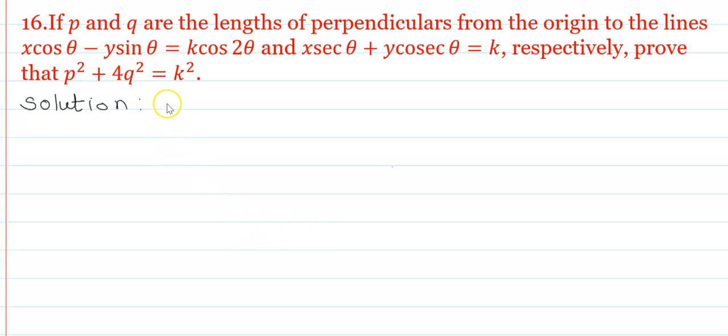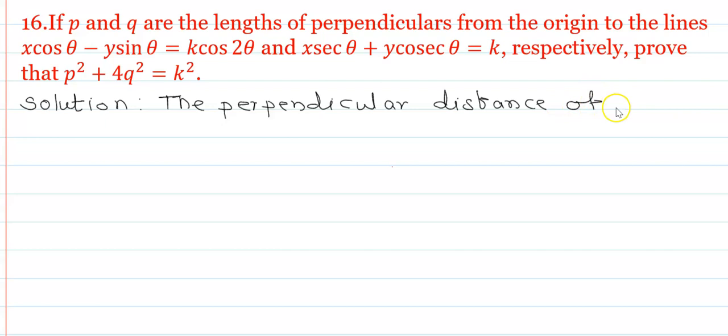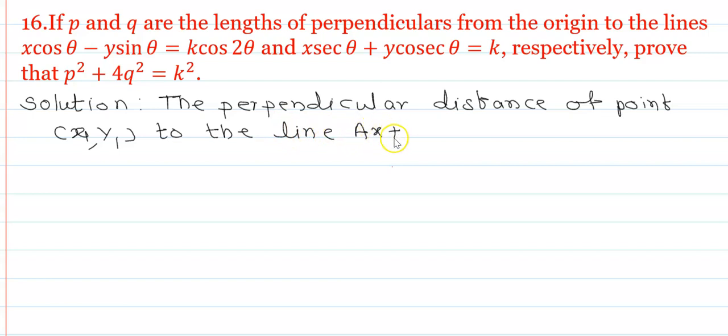Now the formula: the perpendicular distance of the point x1, y1 to the line ax plus by plus c equals 0 is, okay, what is that?